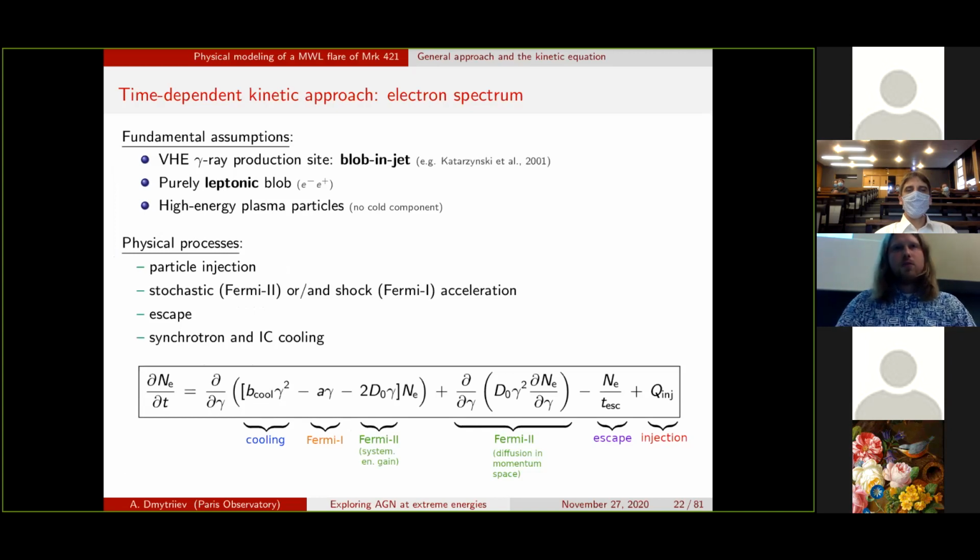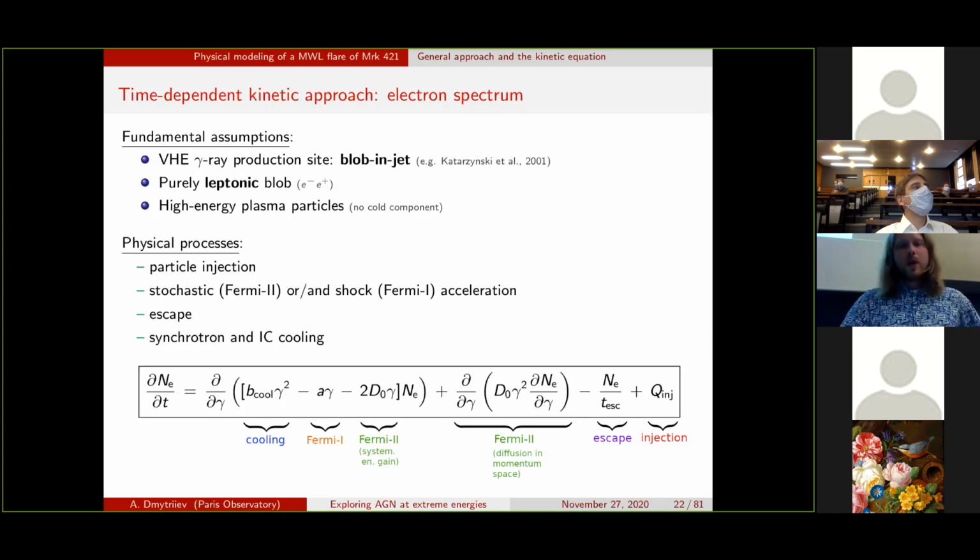We made a few really fundamental assumptions. We assume that the gamma ray emission of the blazar originates from a compact region of plasma, which is called a blob. This is the blob-in-jet model, and there are other types of models, but we focus on this particular view. We assume a purely leptonic blob filled with electrons and positrons and no cold component, so all the particles residing in the blob are relativistic.